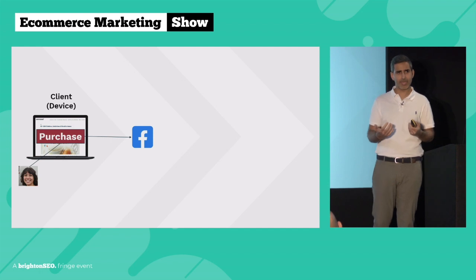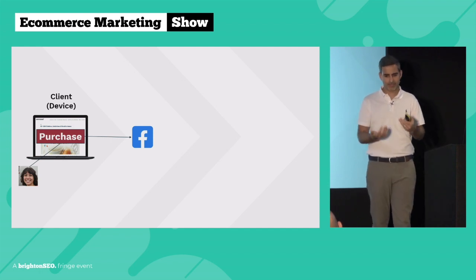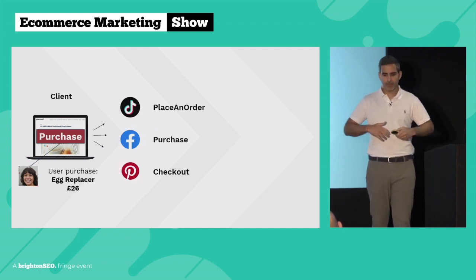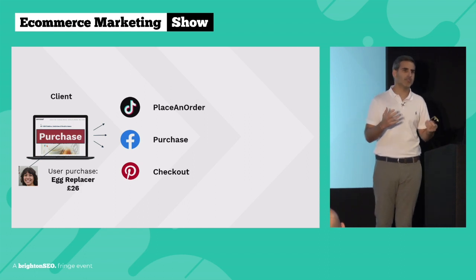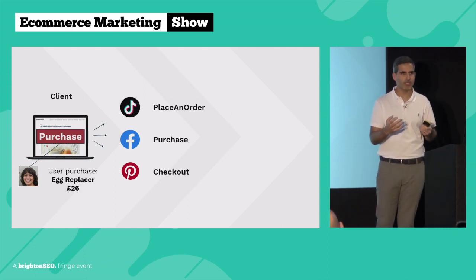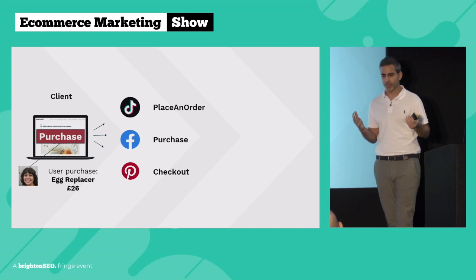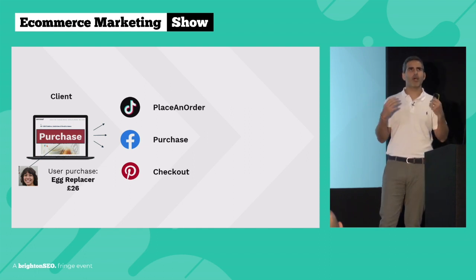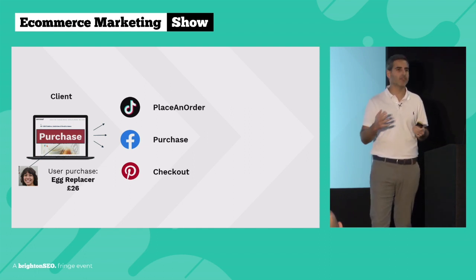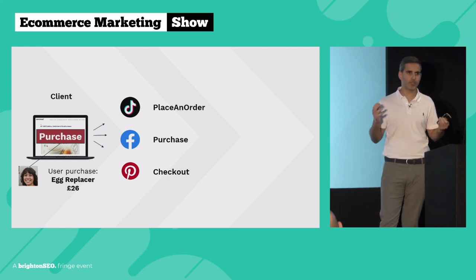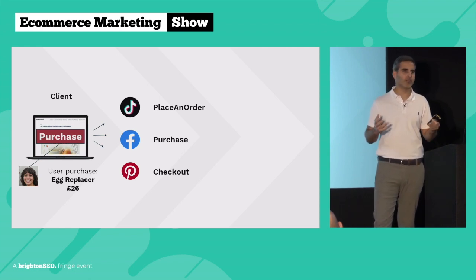And what's currently happening is that user makes that purchase, and we have 3 different marketing pixels, in this case, receiving that information with a slight variance. So it could be TikTok wanting that information as place an order, is what they call it. Facebook naming it purchase, Pinterest calling it checkout.